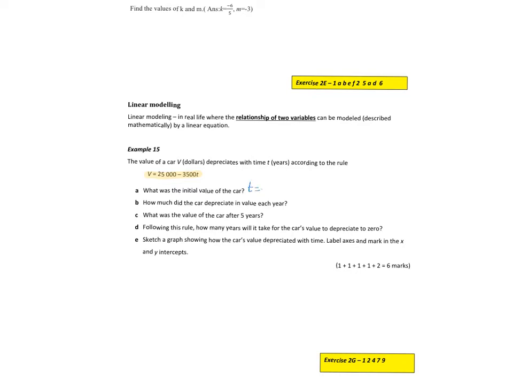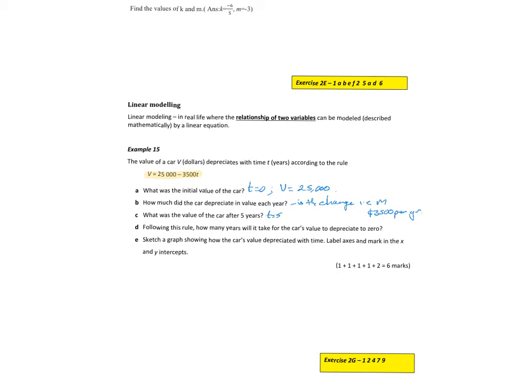So first up, we're interested in the initial value, and initial value always means t is equal to 0. It's initial anything. So at t equal to 0, we can see straight away that the value of the car is $25,000. The depreciation, i.e. how much is it going down each year? Well, that's really the change in the value, isn't it? And that's our gradient of the line. So our value is going down by $3,500 each year. So that's the depreciation amount.